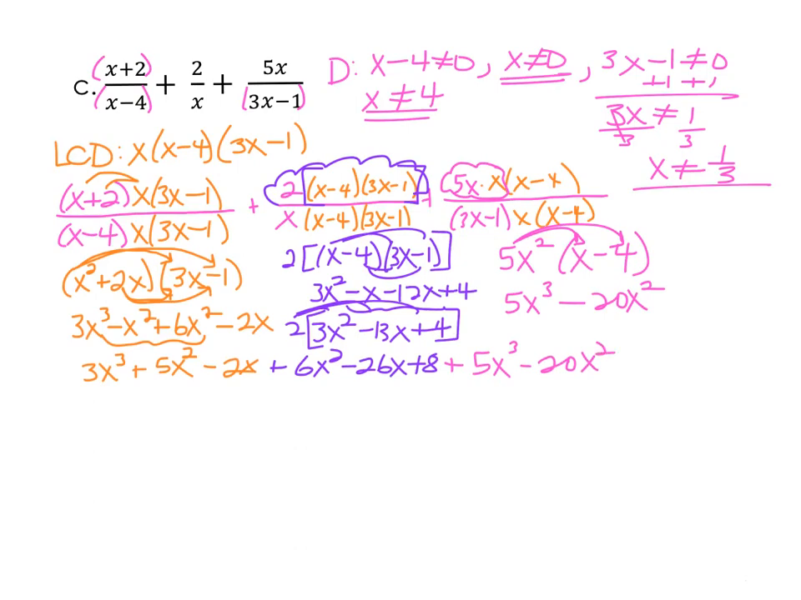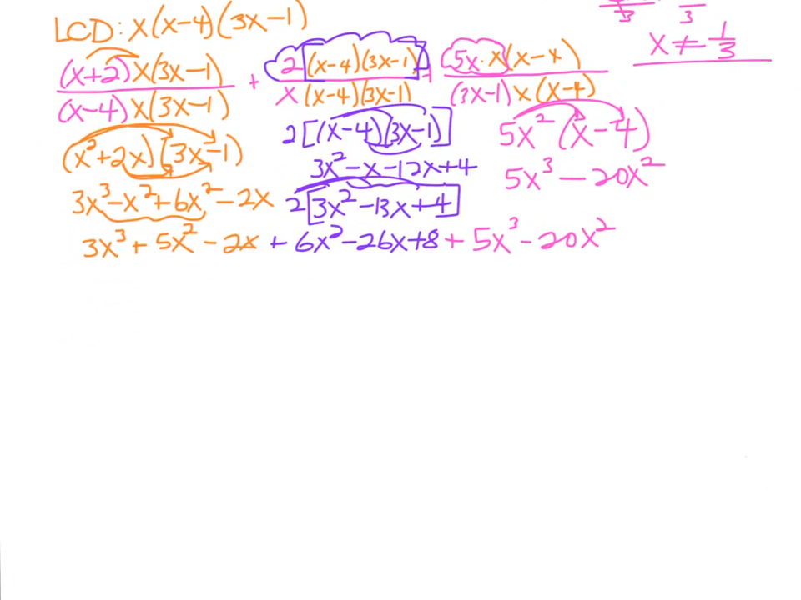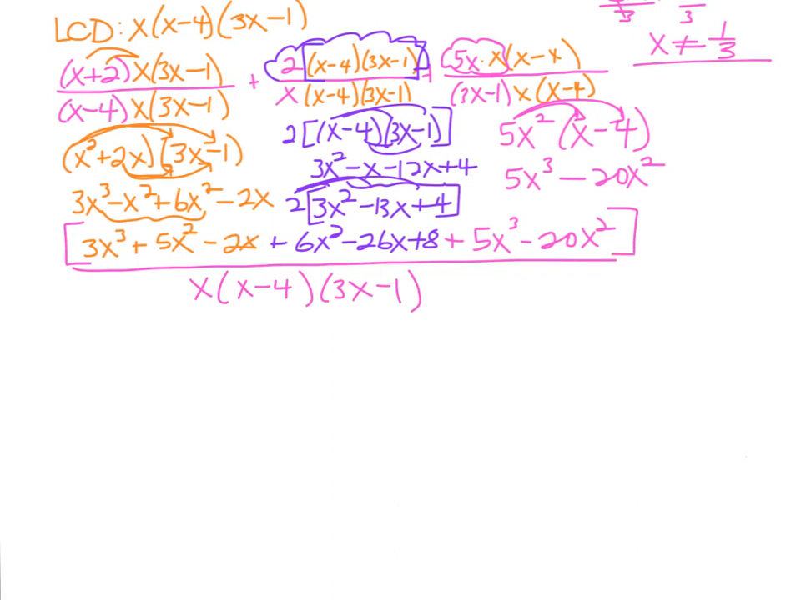Notice, everybody, this is just the numerator. We still have that denominator with all three parts. So this is all over, I'm going to put the x out in front, x minus 4, and 3x minus 1. What we need to do now is combine like terms. Now, if we do that, let's take a look at the x cubed. So we have 3x cubed and 5x cubed. That would give us 8x cubed.